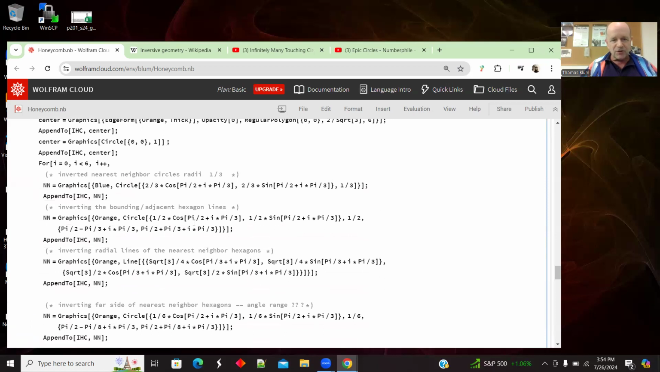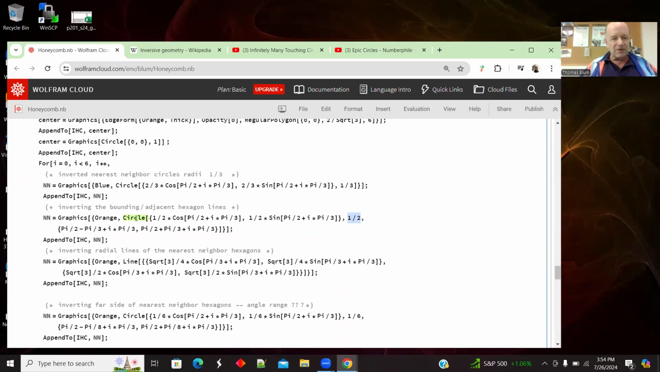So that was the inverted circle. This is the first inversion of a hexagon line segment, and those are the ones that touch, and they had a radius of 1/2 that we just argued.